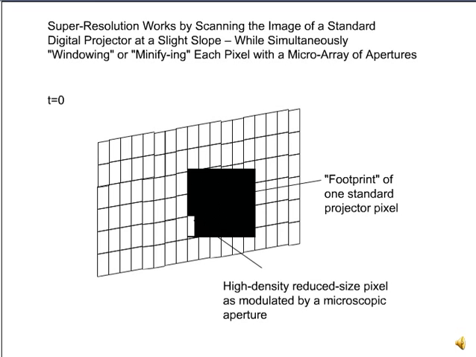So it works by scanning the image of a standard projector at a very slight slope, while minifying each pixel with a microarray of apertures. Here at time equals 0, you can see the footprint of a standard projector pixel, which is blacked out, and just this one little high-density reduced size pixel that shines through on what is really a trapezoidal pixel grid rather than a rectangular one. It's sort of like a sheared rectangular grid.